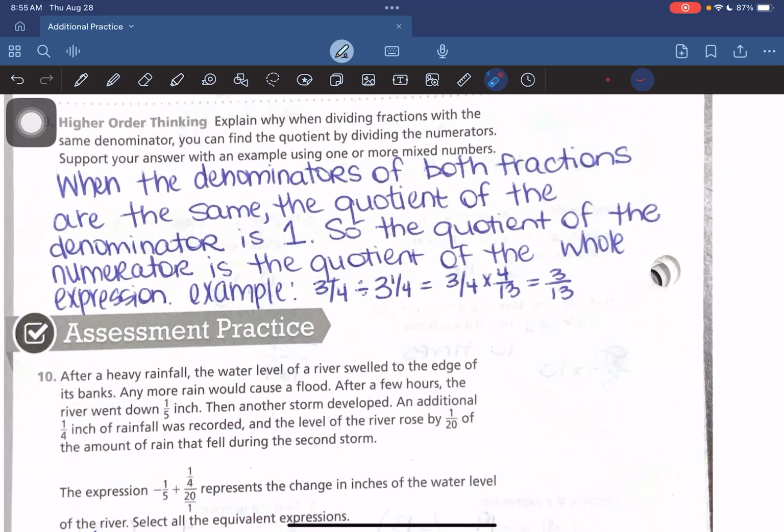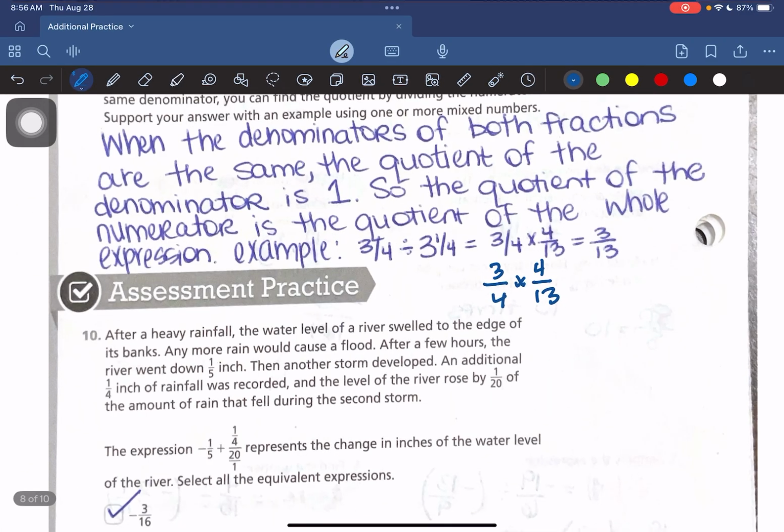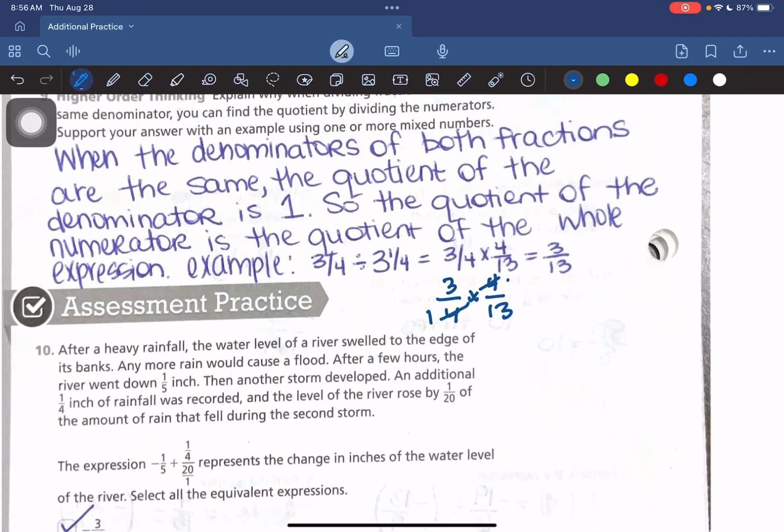Explain why when dividing fractions with the same denominator, you can find the quotient by dividing the numerators. Support your answer with an example using one or more mixed numbers. The correct answer is when the denominators of both fractions are the same, the quotient of the denominator is 1. So the quotient of the numerator is the quotient of the whole expression. An example would be 3/4 divided by 3 1/4. After changing this into an improper fraction, we get 3/4 times 4/13. And we can see if we were to simplify early, 4 divided by 4 is 1, and that is what would leave us with 3/13.